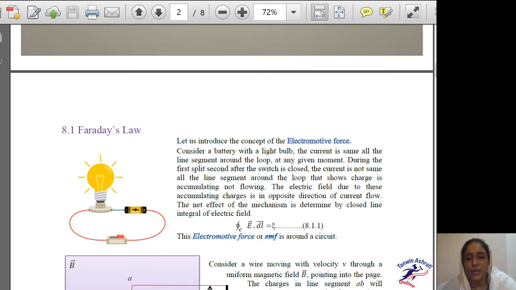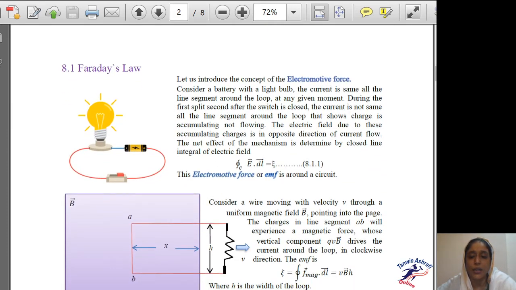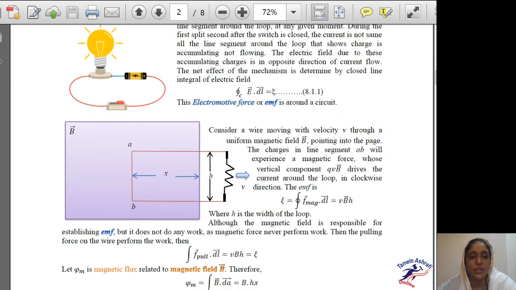Now consider a wire. The same concept is studied when you keep a wire in a uniform magnetic field. Now consider a magnetic field B, directed into the page, and you are keeping a loop of wire in it and pulling that wire away in this direction, away from the magnetic field. Now consider the wire moving with velocity v through a uniform magnetic field B pointing into the page.